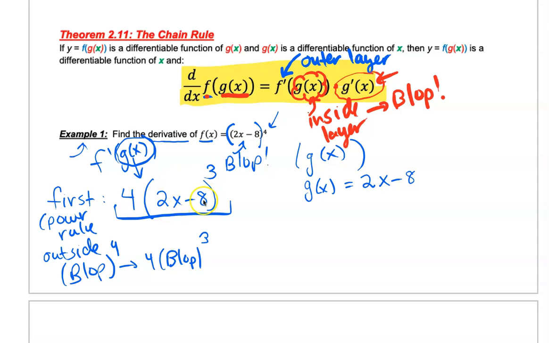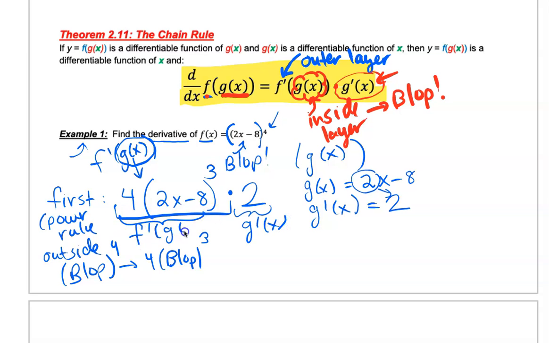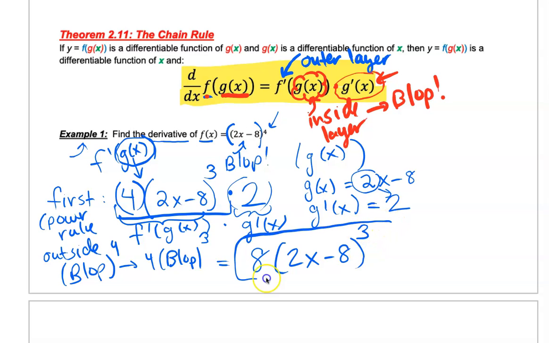Then I take the derivative of my inside function, so the derivative of g is just 2 because it was just a linear function. The derivative is the slope, which is 2. So I'm going to multiply that to the outside of my f prime equation. So this part is the f prime of g, and this part is the g prime. So I then simplify from there. I can go ahead and multiply the 4 and the 2. So that would be 8 times the quantity 2x minus 8 to the power of 3. And there is my derivative of f.